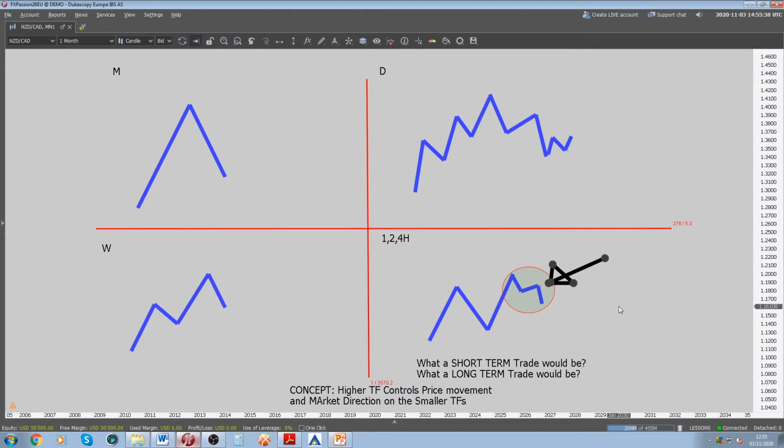Short-term structure is long. On the 1 to 2 hour, 4 hour, the direction is up. If the higher time frames control price movement and market direction on the smaller time frame, is the 1 hour, 2 hour, 4 hour chart the important one, or is the daily more important? What do you think?